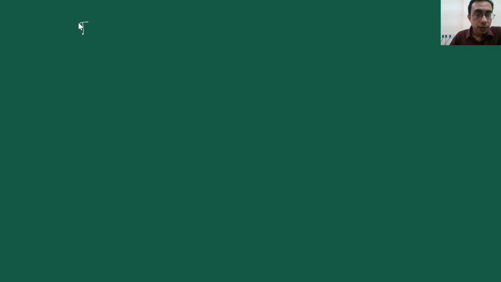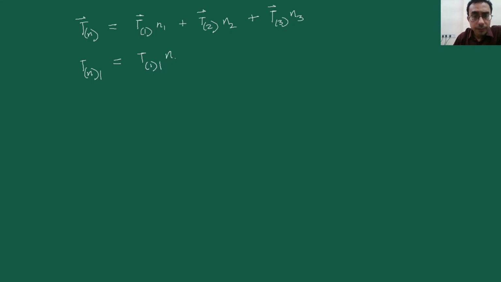So what I have written earlier is Tn vector is T1 vector n1 plus T2 vector n2 and T3 vector n3. You see, this is a vector equation. Since this is a vector equation, it must have within it embedded three separate equations. What are those separate equations? So the first one will be Tn, the first component, equals T1, the first component, n1, plus T2, the first component, n2, plus T3, the first component, n3.